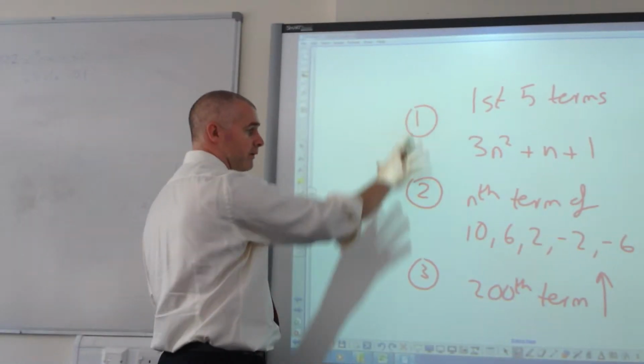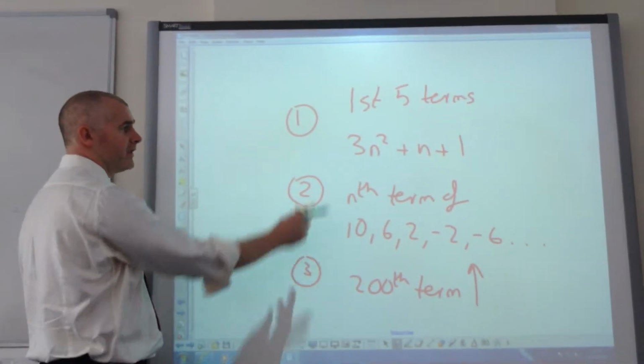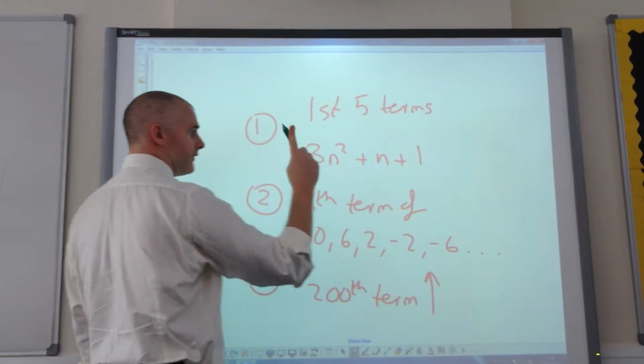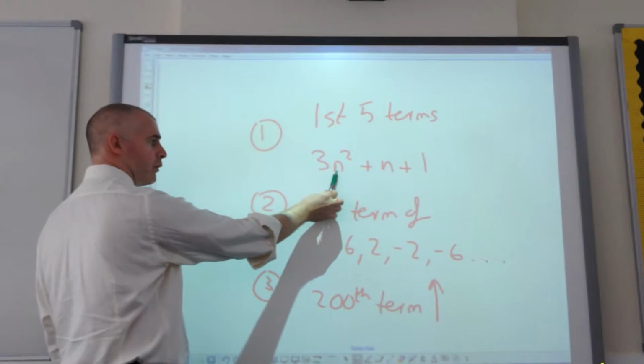This is a video on sequences and the nth term. The first one is an algebraic expression and asks for the first 5 terms. For the first term, the n becomes the number 1.